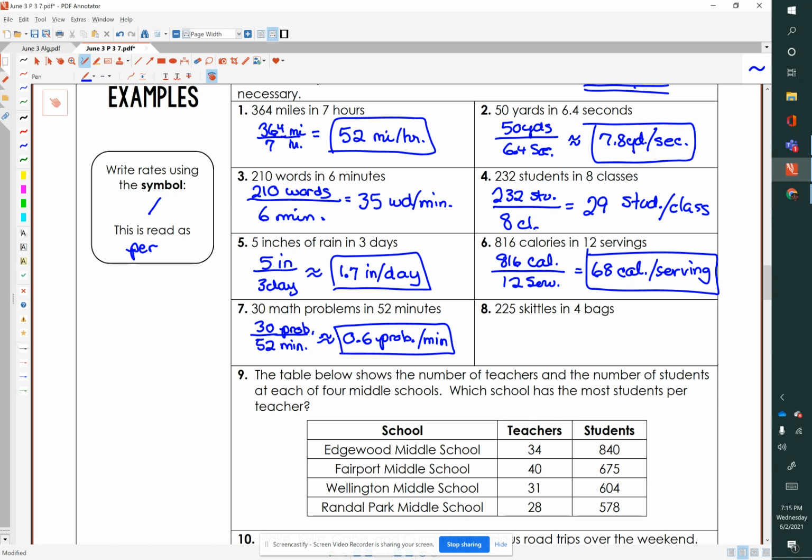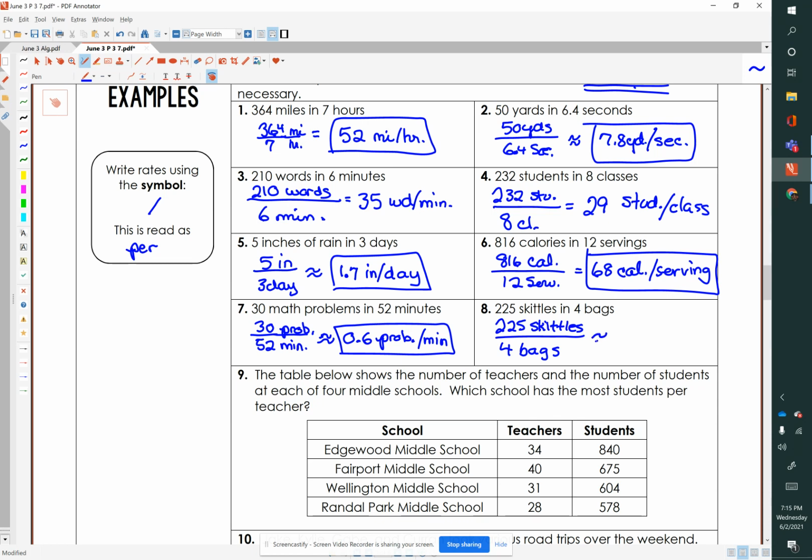So it says that there are 225 Skittles in 4 bags. Oh, we should get some Skittles and check this out. So 225 Skittles, and that's in 4 bags.